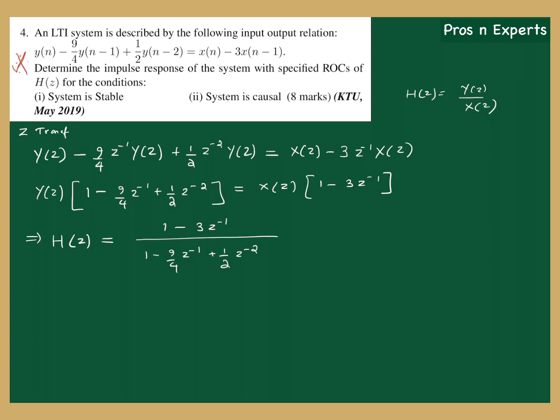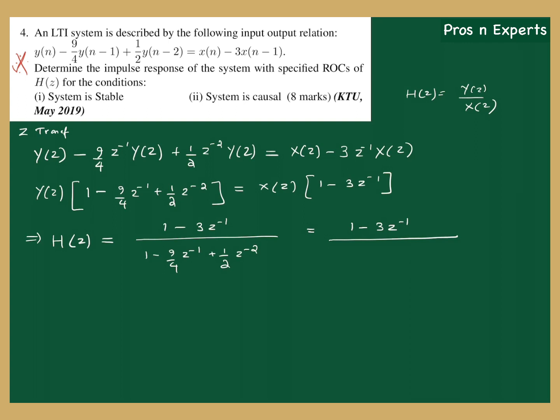The task is to find the partial fractions, or make this expression into partial fractions. You don't have to worry about the numerator, let it be so. But what about the denominator? It is not in factor form, it is in a polynomial form. So first we have to make it into a factor form. So factorize the denominator alone. How can you factorize 1 minus 9 by 4 z inverse plus half z inverse squared?